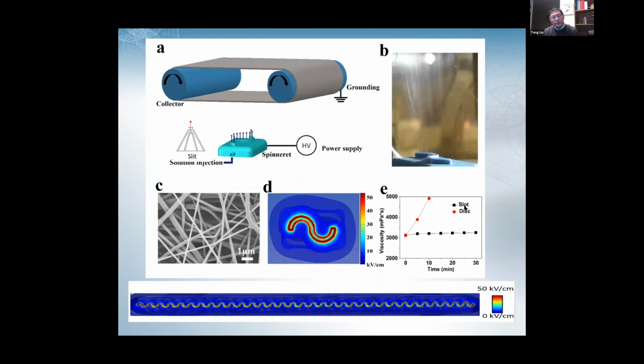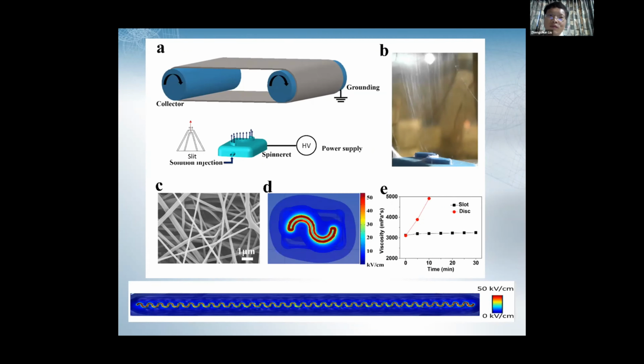So more recently, we work on other designs. This is an example. This is about a classical design, the slot. Slot is a combination of needle spinning and needleless spinning. So it has a relatively closed system. So it's very suitable for spinning of highly volatile solutions.